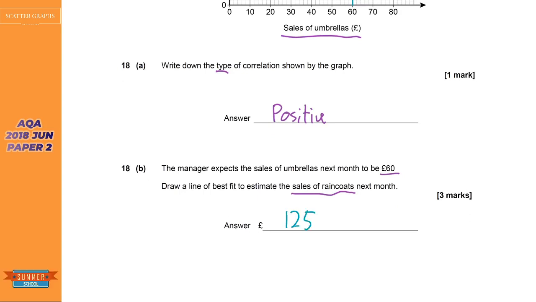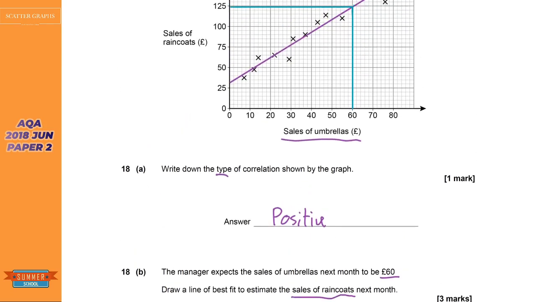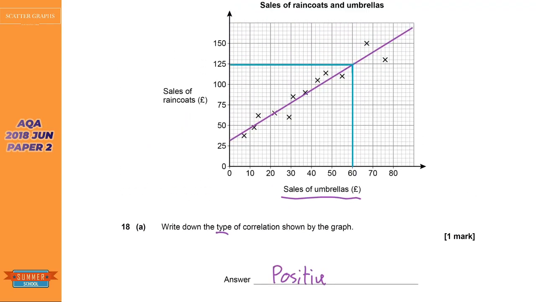Now you might get a slightly different answer to me because everyone draws their line of best fit slightly different. The mark scheme will always take that into account. So for instance, if you drew the line of best fit slightly down or slightly up, you'll get a different value when you read it off. So just be wary of that.